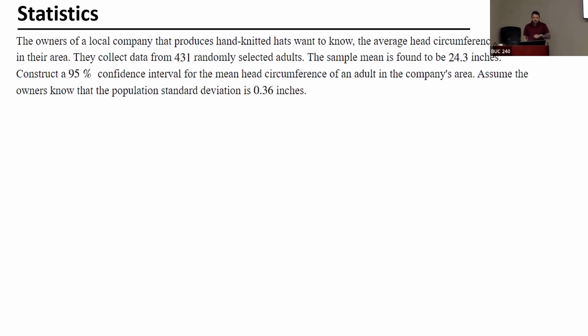They collect data from 431 randomly selected adults. That's kind of important, random, right? The sample mean is found to be, oh, look, they gave us a mean. Did they give us a mean last time? No. The sample mean is found to be 24.3 inches. Construct a 95% confidence interval for the mean head circumference of an adult in the company's area. Assume the owners know the population standard deviation is 0.36 inches.